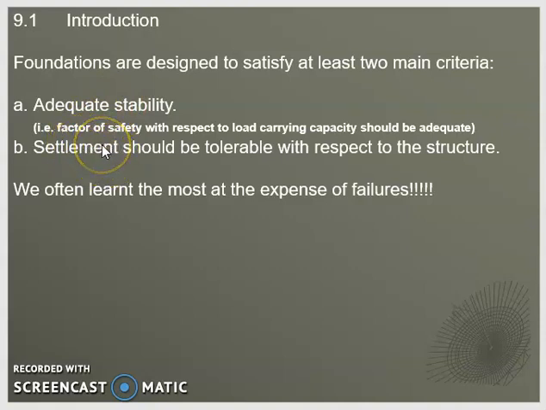But not only do you want the structure not collapsing, the settlement should also be within a certain allowable value. Because if the structure does not collapse but settles a lot over the next few years, for example, then the building will also suffer a lot of service-related problems. So the settlement should also be tolerable with respect to the structure. And normally we are talking about the total settlement to be less than, say, 25 mm, for example. So for the foundation, we need to satisfy two criteria: stability and acceptable settlement.